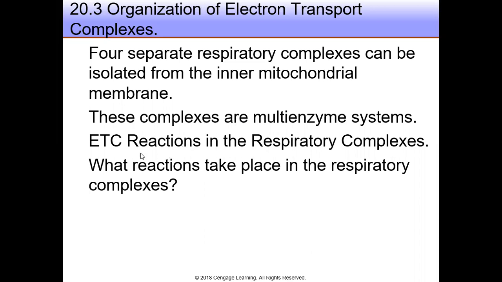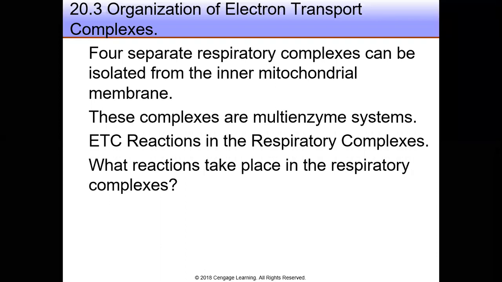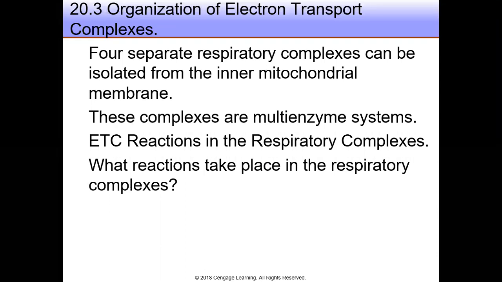Now, what reactions take place in the respiratory complexes? You remember we encountered multi-enzyme complexes previously in chapter 19, namely the pyruvate dehydrogenase complex and the alpha-ketoglutarate dehydrogenase complex. So each of the respiratory complexes can carry out the reaction of a portion of the electron transport chain.